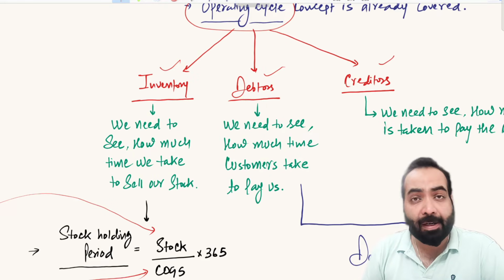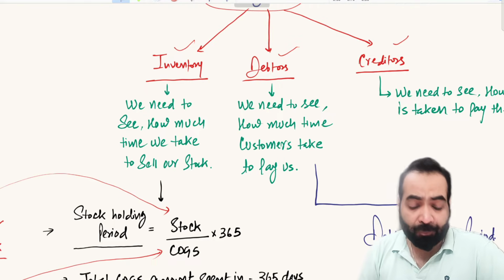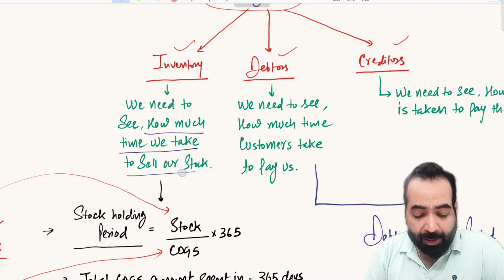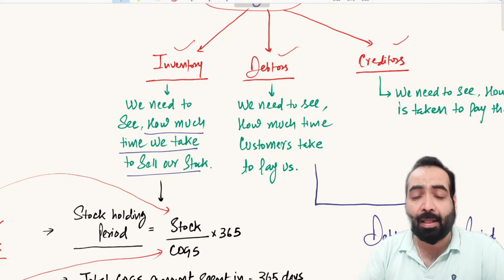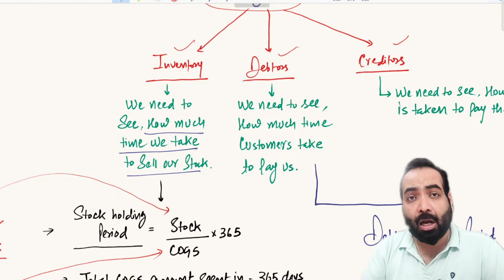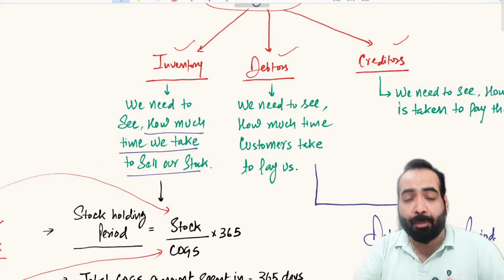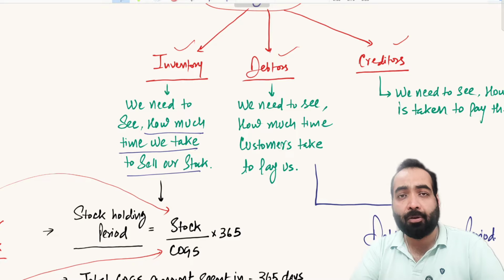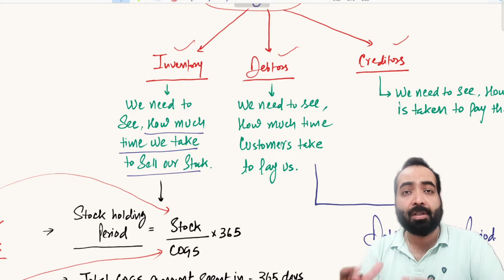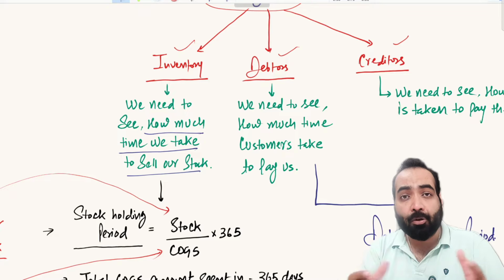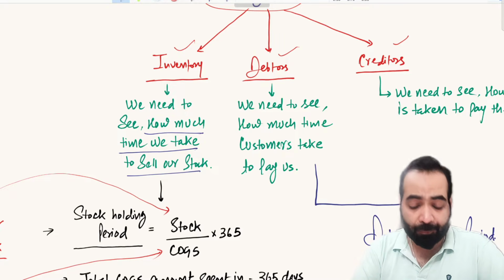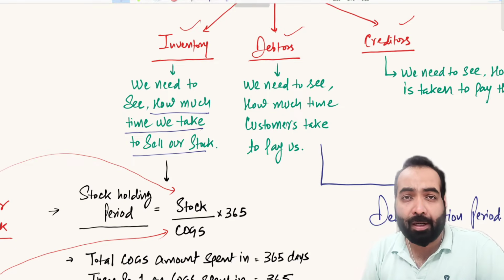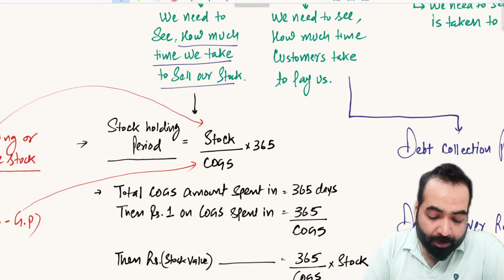So let's talk about inventory first. When we talk about inventory, we want to know how much time the entity, the company takes to sell their stock. In other words, we can also say how much time they take to keep the stock in their premises. Both are one and the same thing. How much time they take to sell the stock or clear out the stock, or how much time they need to keep the stock in their premises. So this is the inventory cycle that we want to know. Now the question is, how do we calculate the inventory cycle? We also call it stock holding period.